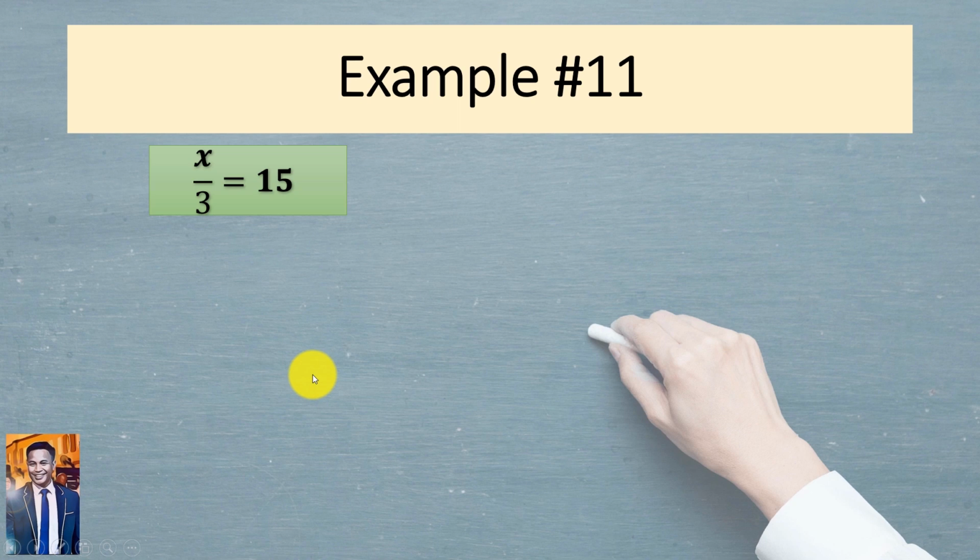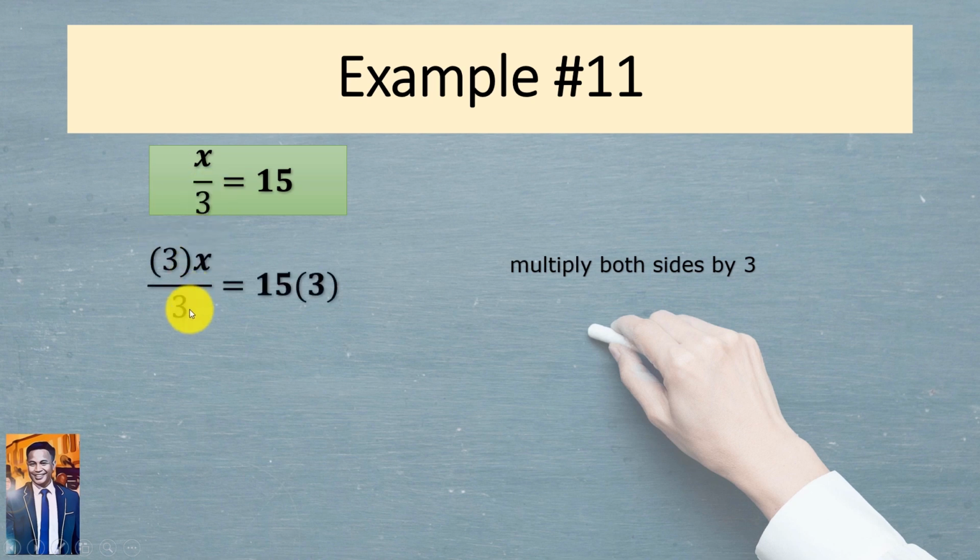Next example, we have x over 3 is equal to 15. Okay? Multiply both sides by 3. Bakit kaya multiply both sides by 3? Since ito naman ay x over 3, since itong nasa left natin is x divided by 3, kabaliktaran ang gagawin natin. So since you have divided by 3, gagawin mo, mag-multiply ka sa 3 para makancel natin yung 3. That makes it now, okay, 3x over 3 is equal to 15 times 3.